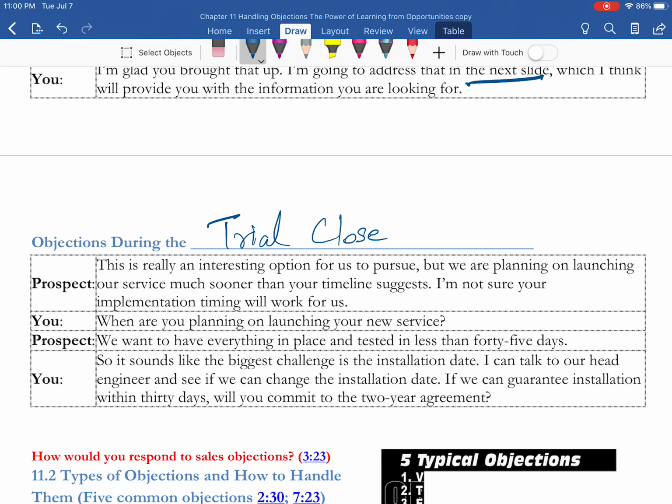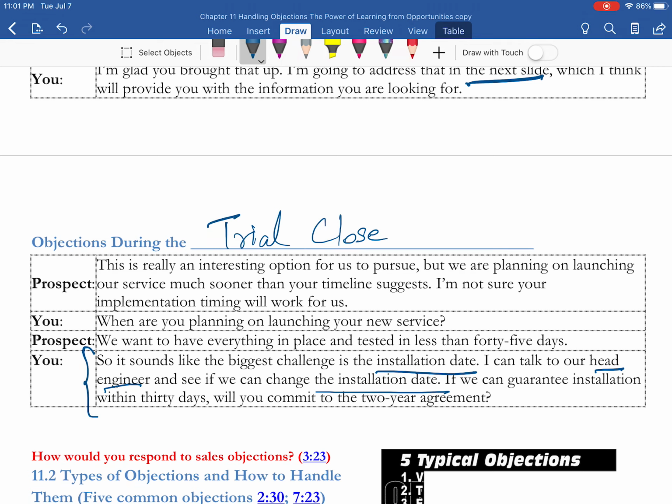Here is a nice way you can respond. It sounds like the biggest challenge is the installation date. So you identified where the problem is. I can talk to our head engineer. So you are just a salesperson. You may not have the technical skills, but you will talk to the technical person within your company and see if we can change the installation date.